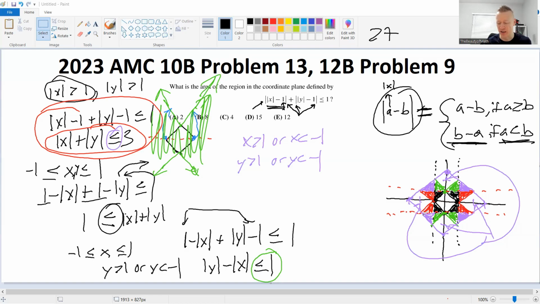Every set of 4 triangles is a value of 2 in the area, because if you put 2 of them together, they make a square of 1. So you've got the 4 purple, you've got the 4 red, you've got the 4 black, and you've got the 4 green. The total is 8.